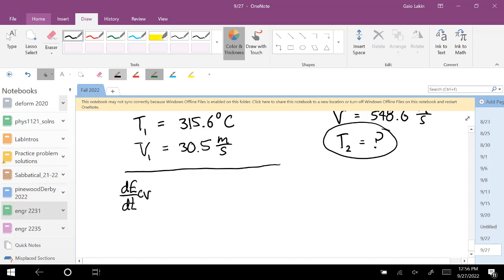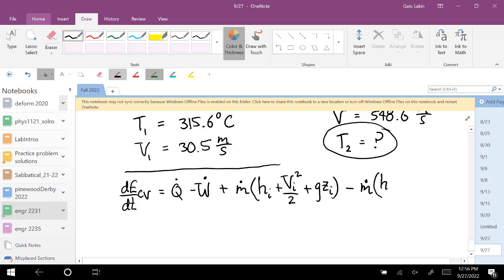So dE/dt is equal to Q dot minus W dot plus, well, it's steady state, so I'm just going to write them as m dots to start with. They're going to be the same. Times the quantity h_i plus V_i squared over 2 plus g z_i, minus m dot times the quantity h_e plus V_e squared over 2 plus g z_e.